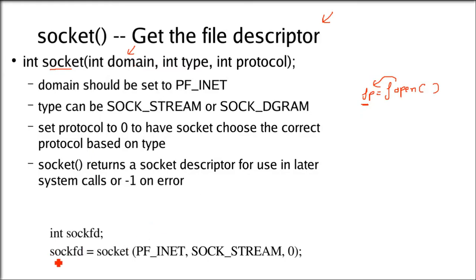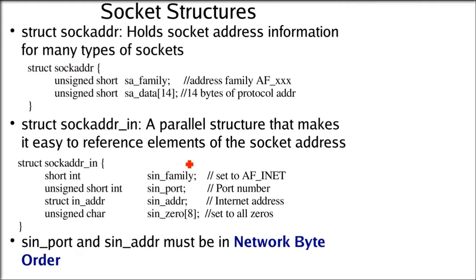Now, socket will return sockfd. This sockfd is integer type. This is the file descriptor. The socket function will return -1 if there is any error. This is an example: PF_INET is the domain, SOCK_STREAM is the type, and 0 is the protocol.